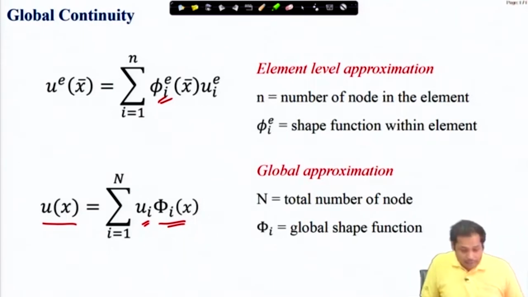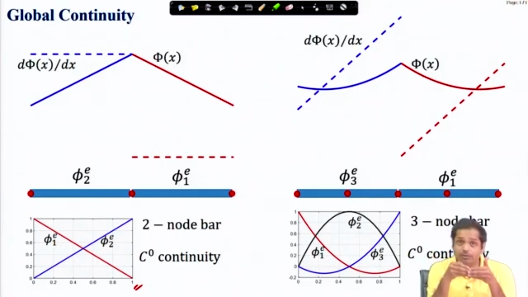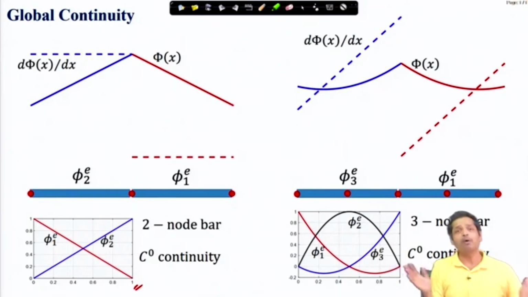Okay. Now let's take two elements: one is the 2-node bar element and the other is the 3-node bar element. These are the shape functions. Now what we are interested in is what happens at the junction of two elements. Within the element we have seen how to construct shape functions and how to approximate a function, but now we are interested to see what happens at the junction of two elements, and similarly the junction of all the elements.